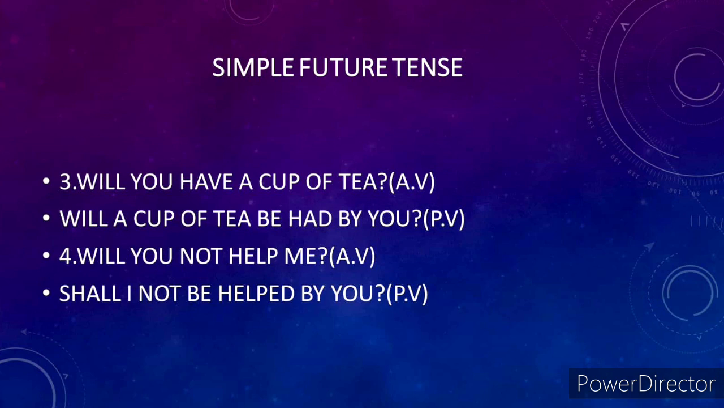It's a passive voice. Next example, will you not help me? It's a negative interrogative. Active voice, here you is the subject, not help me, help is the V1 plus me is the object, it's active voice. Shall I not be helped by you? Whenever you use I, then you will write shall. Shall I not be helped by you? Helped is the V3 form, by is the preposition, you become you, same as it is. It's a passive voice. Shall I not be helped by you?